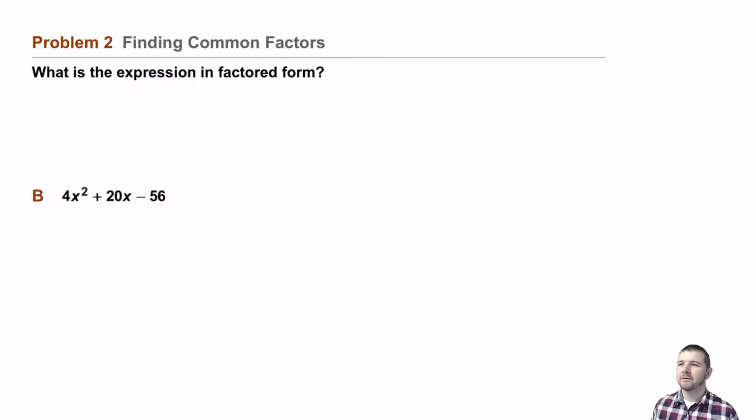Part B, 4x squared plus 20x minus 56. So again, first we need to find our greatest common factor. Considering the coefficients 4 and 20 and negative 56, our greatest common factor is 4. Then considering our variables, we have an x squared in the first term, an x in the second term, and x to the 0 power, or no x shown at all, in the constant term. So we don't have a variable in common between all three terms. Therefore, our greatest common factor is simply 4.